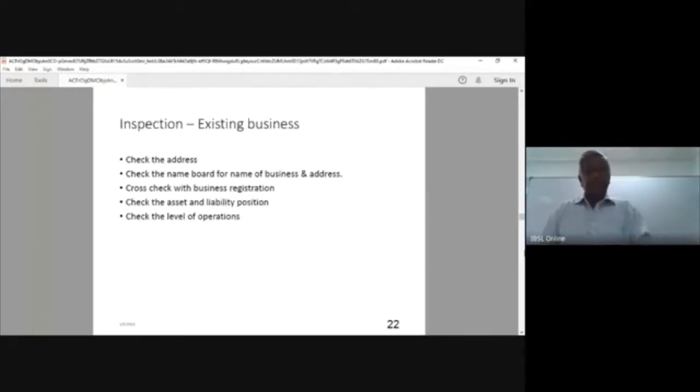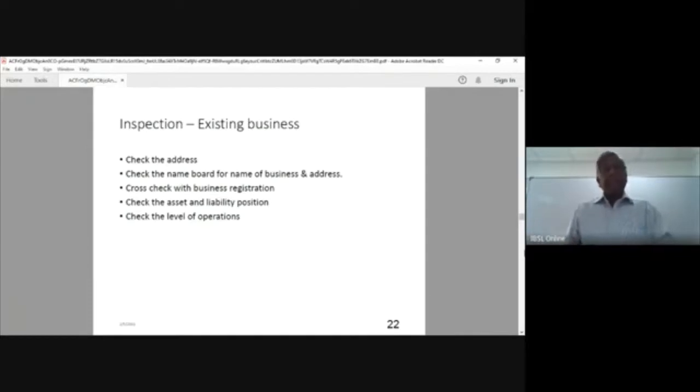Inspection of an existing business. So you are going, check the name board for the name of the business and address. First of course, you must see whether you have come to the correct place for the inspection. So check the name board for the name of the business and see whether the address is correct. Cross-check with the business registration and other available records with you.